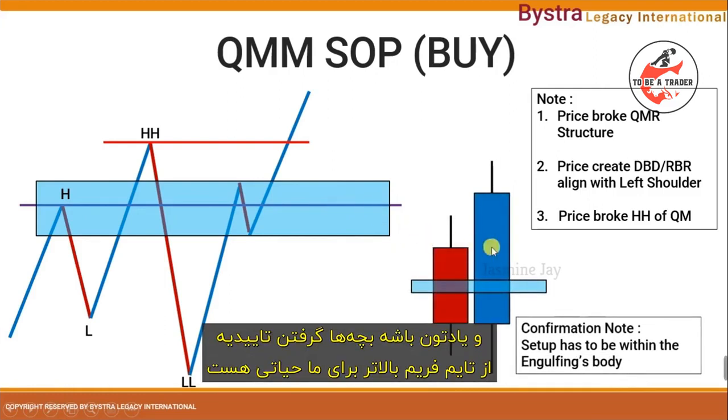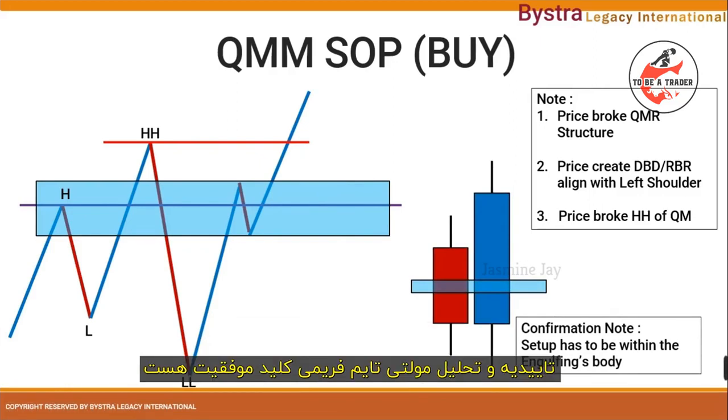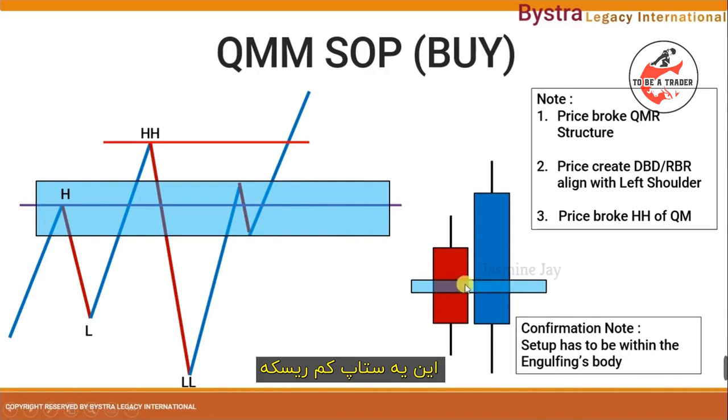And remember guys, confirmation on the higher TF is very crucial. Confirmation, multi-time frame analysis, this is the key. So if the setup is in the body of the engulf of the candlestick, then this is a low risk setup. If the setup is at the weak area on this side, it is considered high risk and I wouldn't even consider to take it.